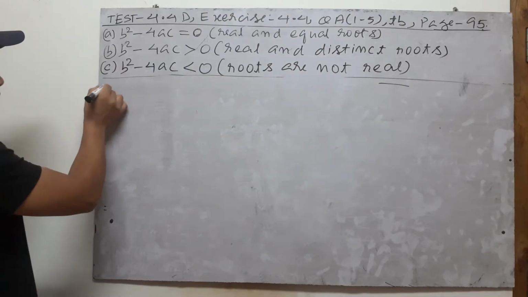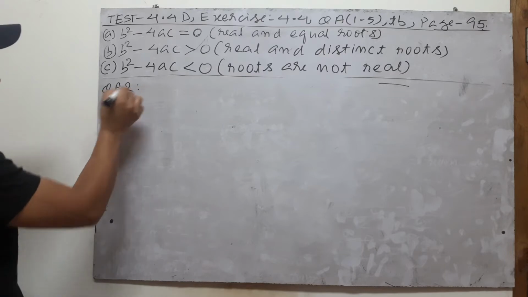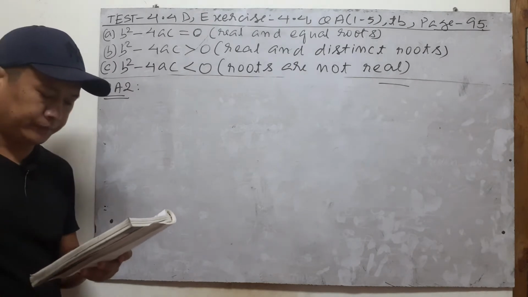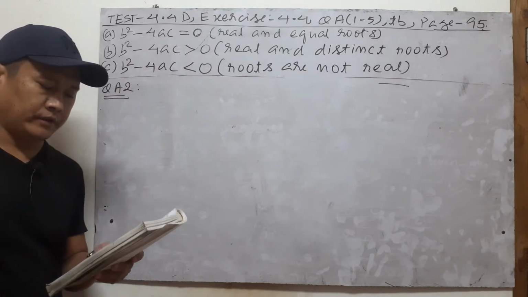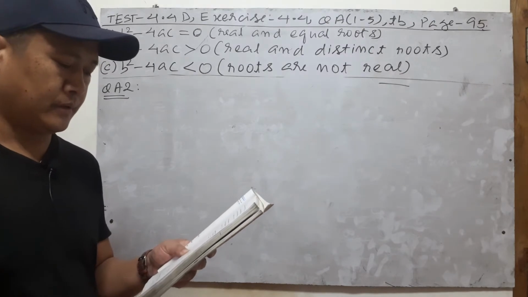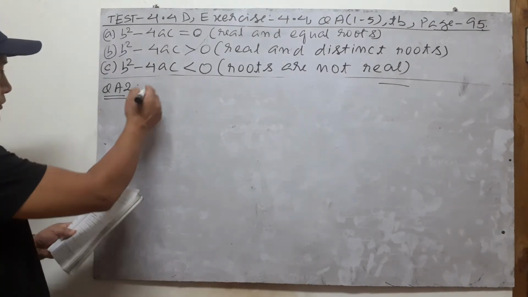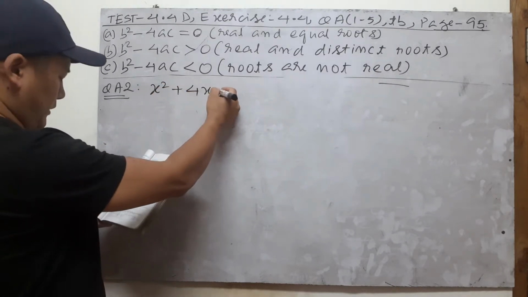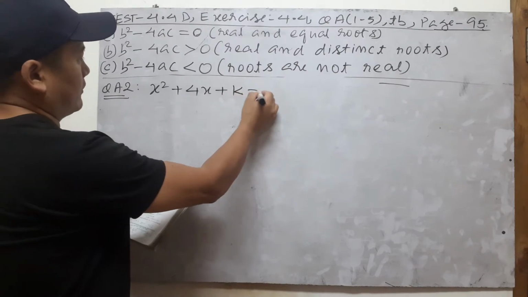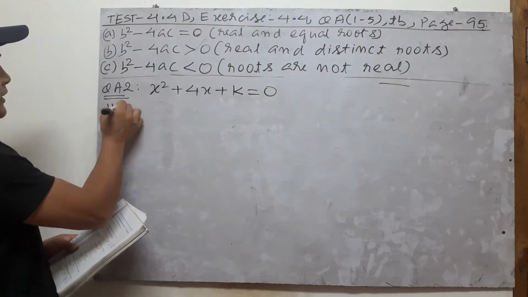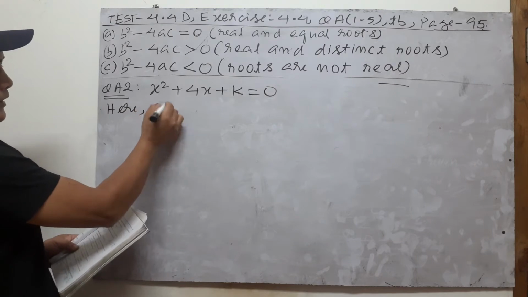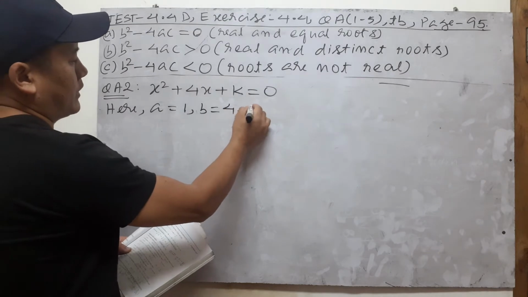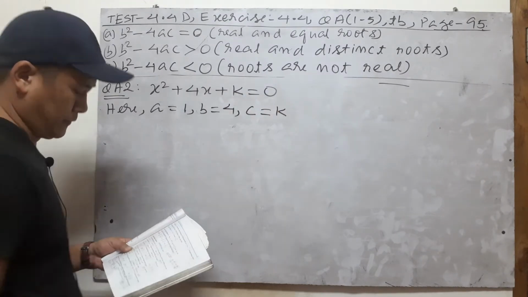Second question, A2. Let me read the question for us. If the equation x squared plus 4x plus k equal to 0 has real and distinct roots, then the k value we have to find. So given here x squared plus 4x plus k equal to 0. So let us bring out the values of a, which is the coefficient of x squared, no number means plus 1, b is the coefficient of x, plus 4, c is the third term, which is plus k.